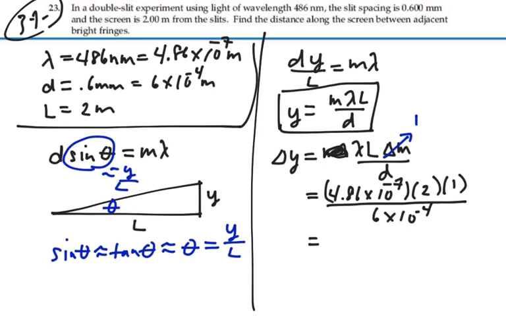1.62 times 10 to the minus 3 meters. Or I could say that that is going to be 1.62 millimeters. So that is the distance between adjacent bright fringes on the screen, 1.62 millimeters.